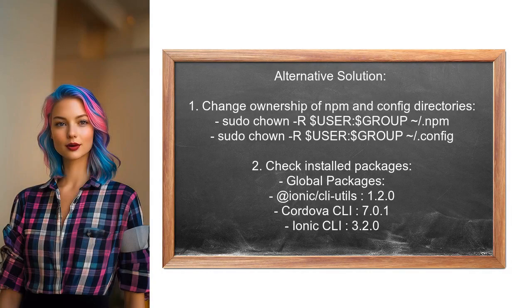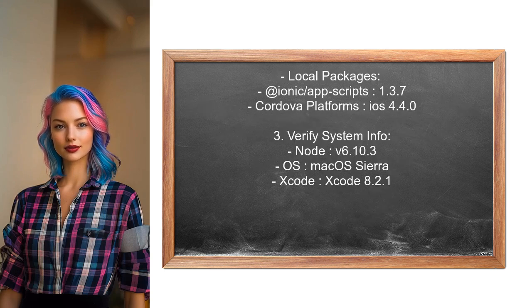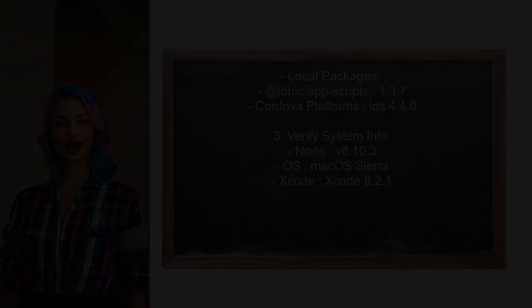An alternative solution provided by another user suggests changing the ownership of your npm and config directories. You can do this by running two commands. First, use sudo chown -R user:group ~/.npm and then sudo chown -R user:group ~/.config. After that, check if all necessary packages are installed, both globally and locally.